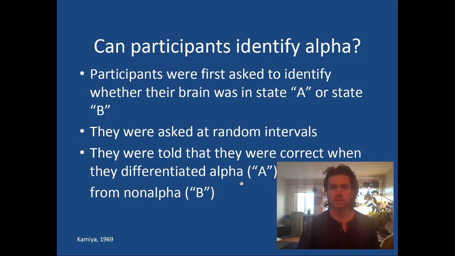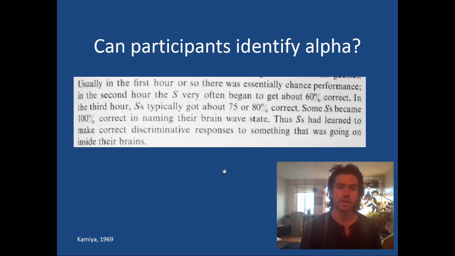Now, of course, the participants didn't have any explanation of what an alpha state was or what the brain state was that they were trying to identify. They were just told, hey, every time the tone plays, tell us A or B, and we're going to tell you if you're right or wrong. And the idea is that over time, they're going to kind of figure out, oh, there's this one state that is always state A and this other state that is always state B. So let's see how that played out.